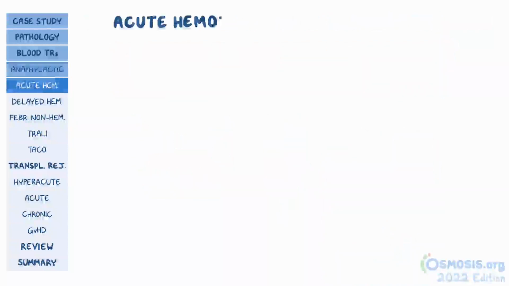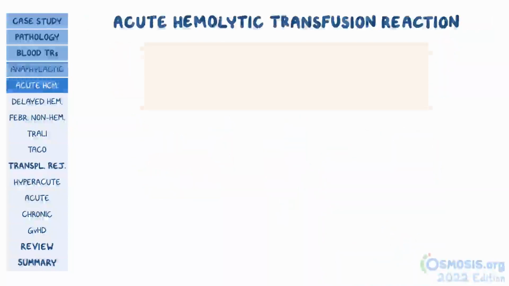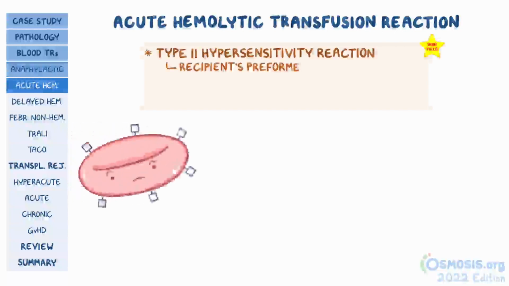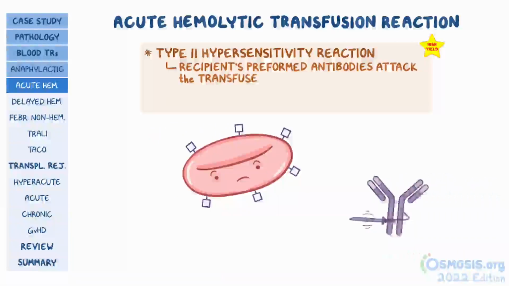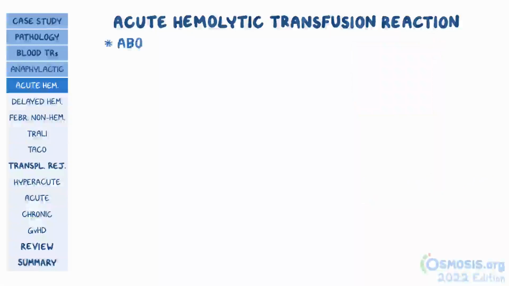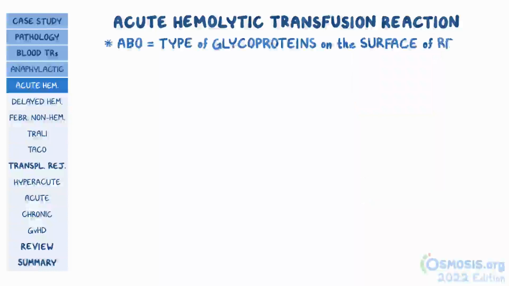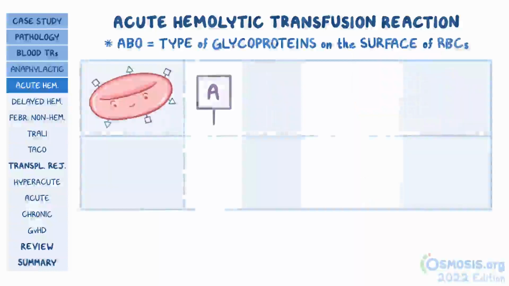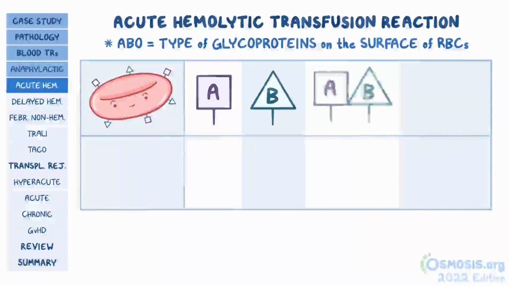Next is acute hemolytic transfusion reaction, which is a type 2 hypersensitivity reaction, where the recipient's preformed antibodies attack the transfused red blood cells. This transfusion reaction typically occurs because of an ABO blood type incompatibility. Now, the ABO system refers to the type of glycoproteins found on the surface of red blood cells. So you can either have type A, type B, type AB, or neither, which is called type O blood.